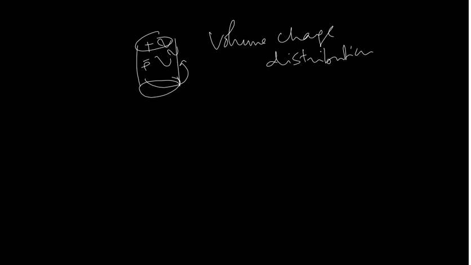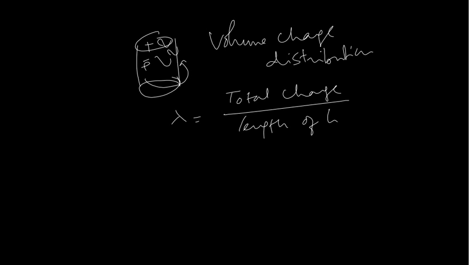For example, there are three different things. Lambda is equal to total charge divided by the length of the line. This is for the line charge. Okay, what is this lambda called? It is a charge density. We call this a charge density. This is a line charge density. So what we are doing, total charge divided by length of the line.